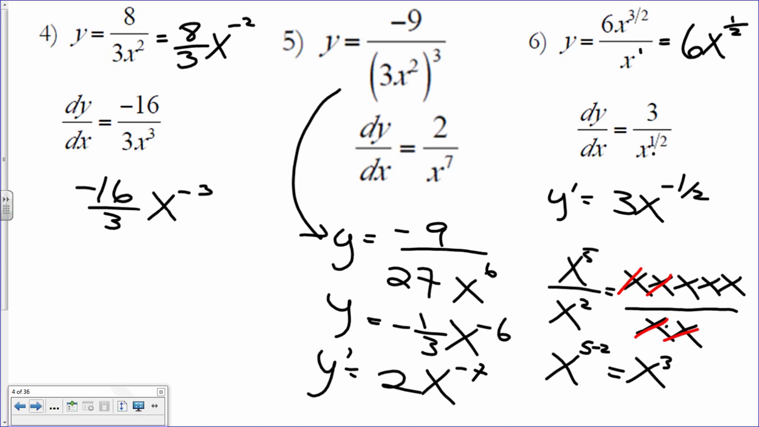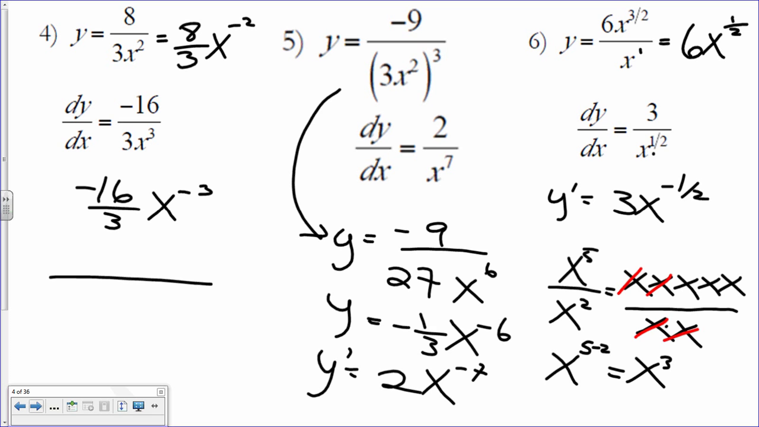Number 4. So you had to start by rewriting it as 8/3 times x to the negative 2. Now you can multiply the exponent by the coefficient. Negative 2 times 8/3 is negative 16/3. So you multiply, you write x, and then subtract 1 from the exponent.